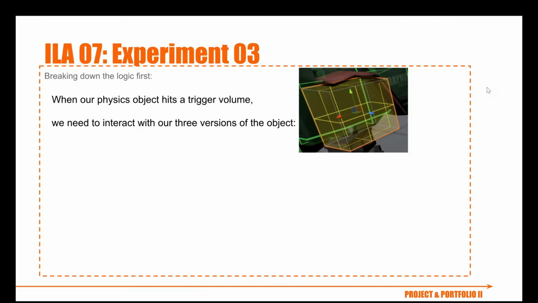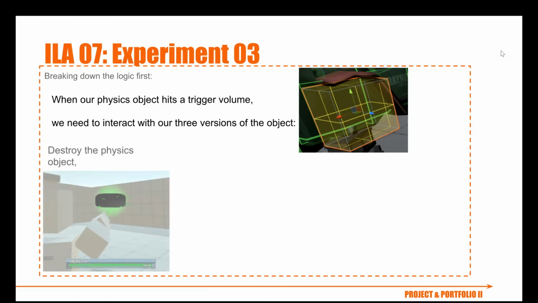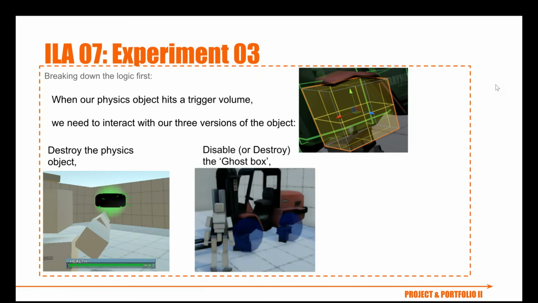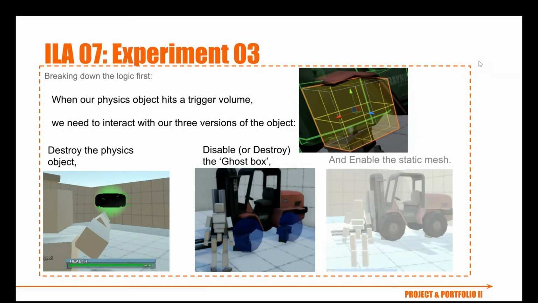We're going to have a trigger volume, right? So right where we want the player to snap the object in place, right around where our ghost box is, we're going to have a trigger volume, right? So then when the physics object hits it, we're going to destroy the physics object. We're going to disable the ghost box, and destroying also works fine in this scenario because we only wanted to snap into place one time. And then we're going to enable the static mesh, right? All 3 of those steps will all happen at the same time.